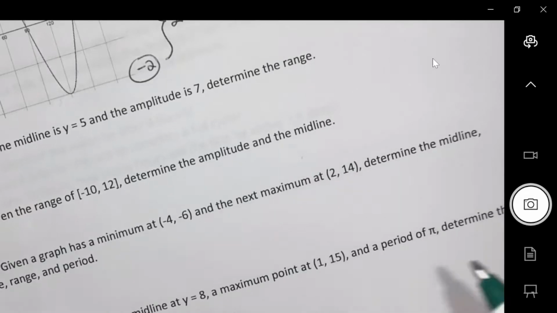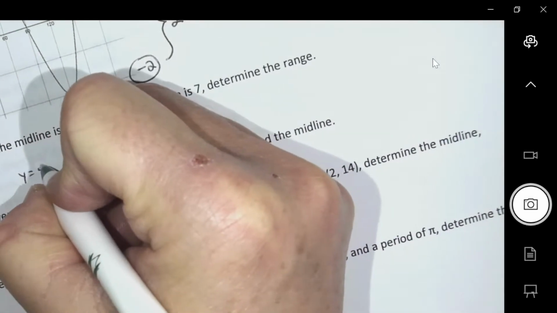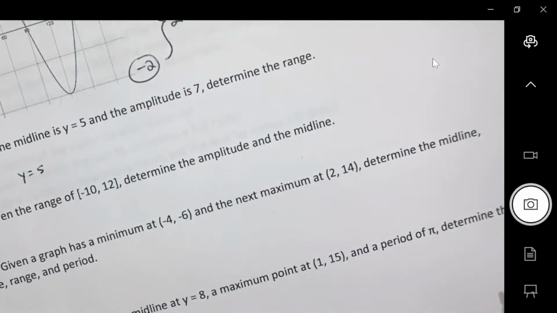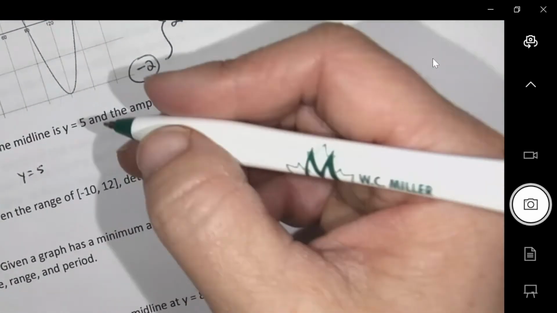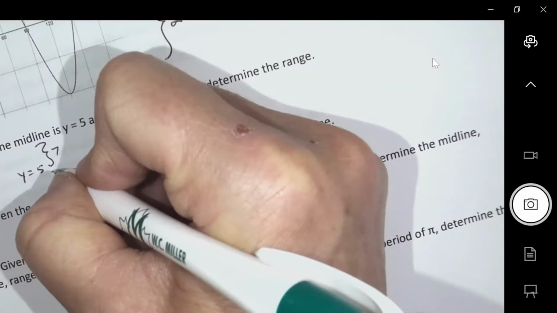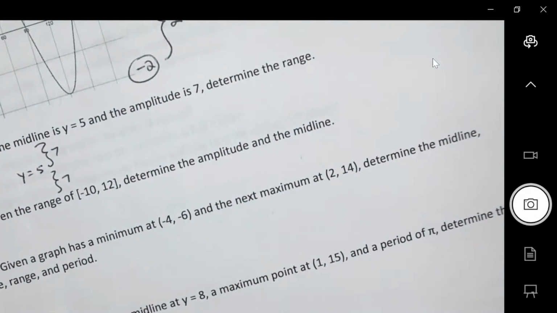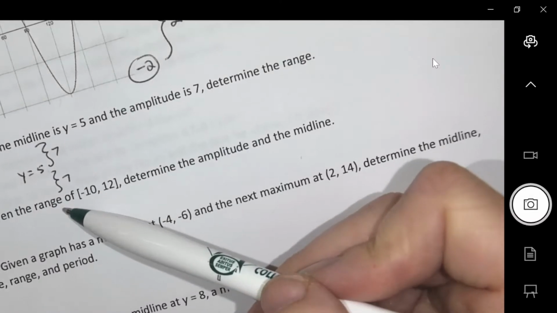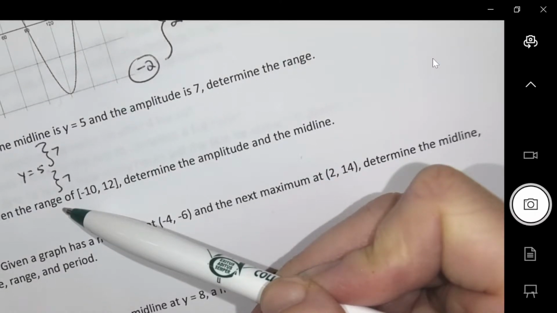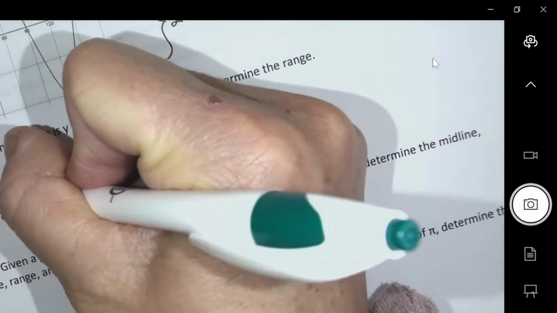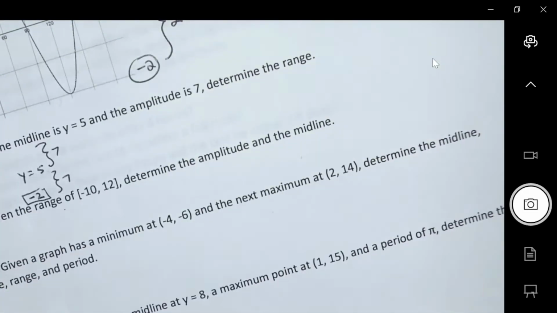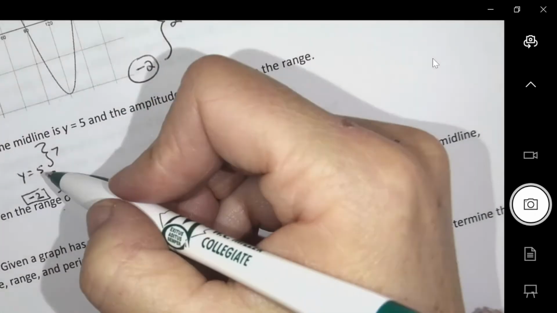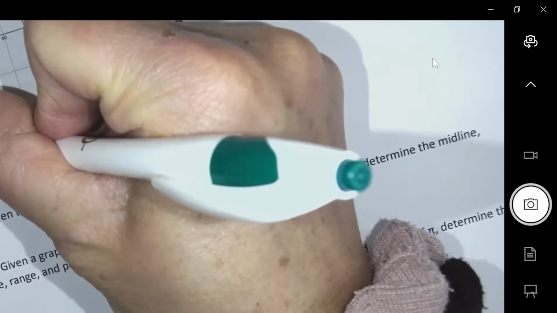Given the midline of y equals 5, and the amplitude is 7, what's the range? Okay, so where do you get to if you go 7 down? Do you get to a -2? And if I go 7 up, 12.